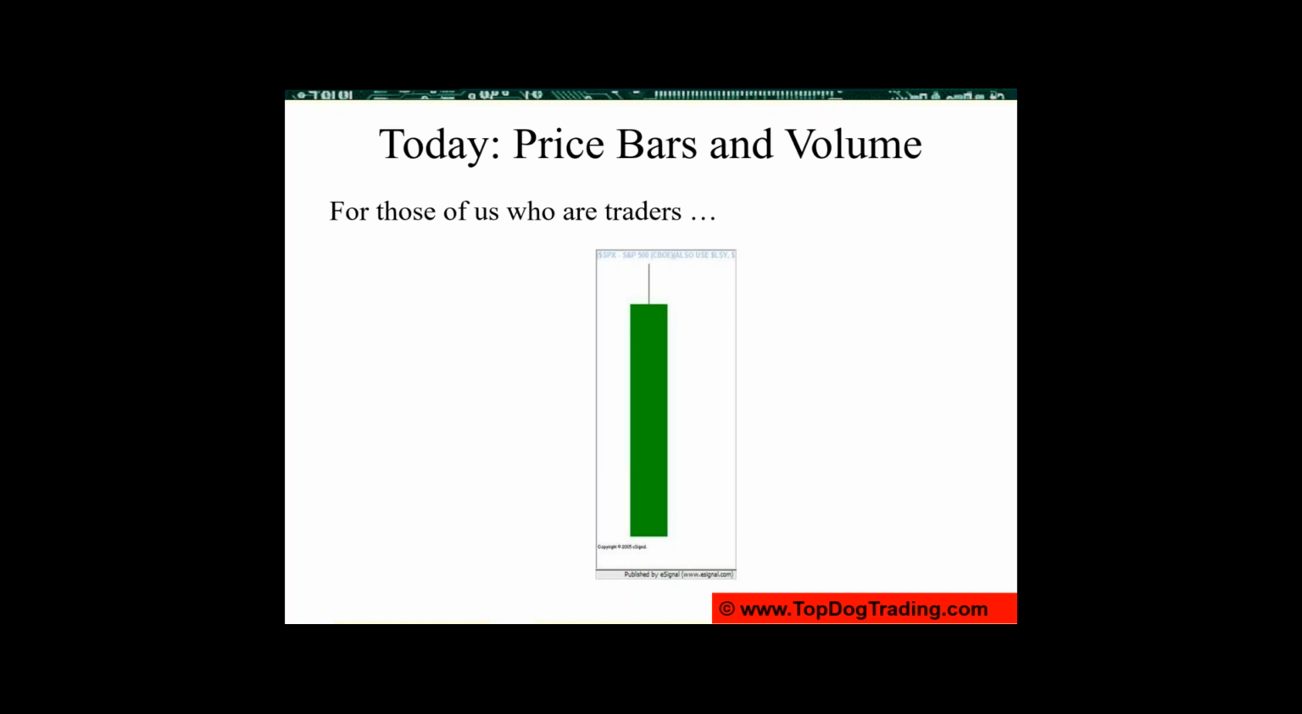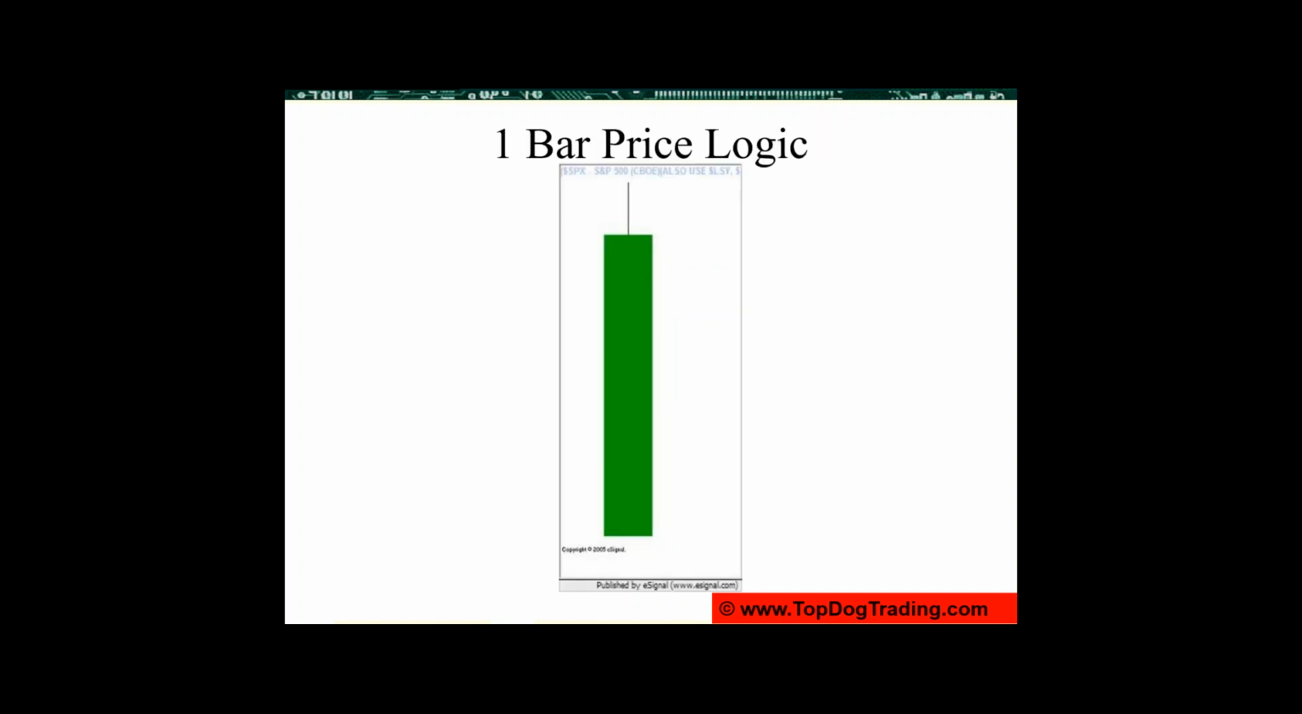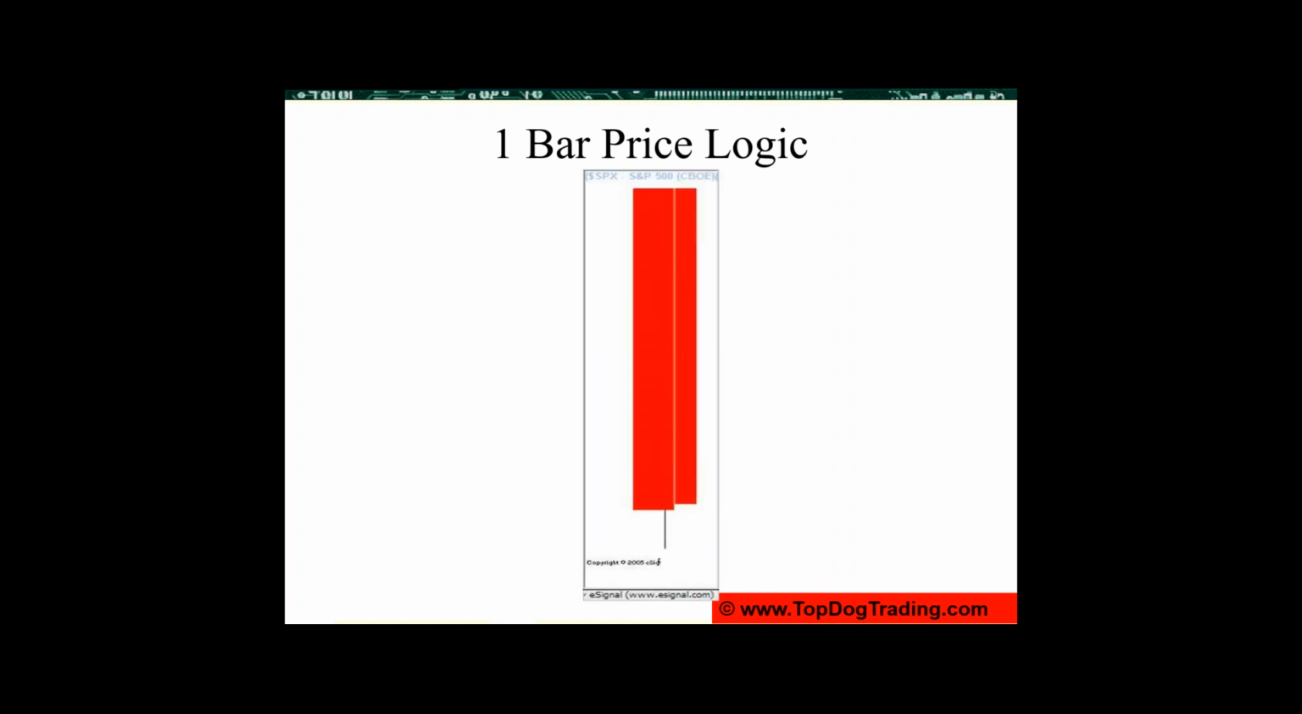So when it comes to price bars, I look at this as one bar, and this is what I call one bar price logic. Now, one bar is not going to make you money, but it helps you to at least identify the supply, demand, the sentiment of the market during that period of time. I think this is a daily bar, as I recall. So for that day, it was a bullish day. We opened at the low, we closed near the high. It's a wide range bar.